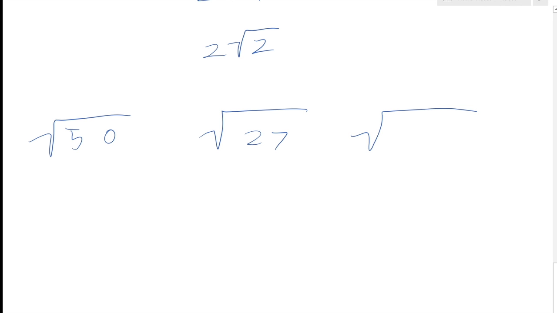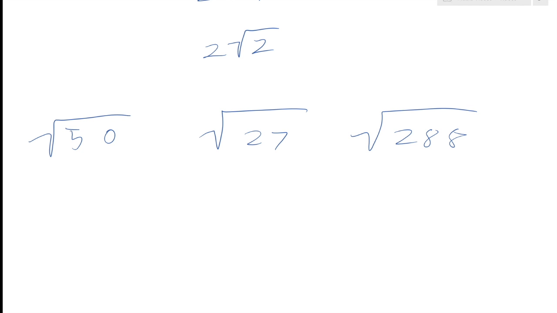So, your turn now. Simplify root 50, root 27, and the square root of, let's go with 288. Okay, again, feel free to pause the video if you need a bit more time to do this.